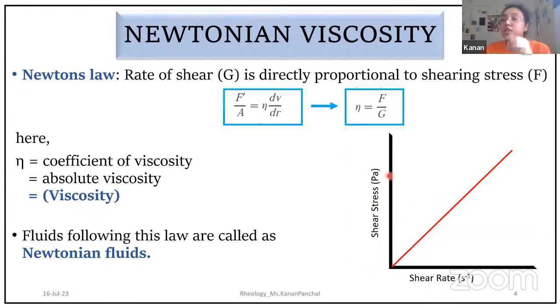to shear stress. जितना ज्यादा तुम stress apply करोगे, उतना तेज या उतना easily will it flow. So this is what Newtonian fluid is. Is it understood, everyone?